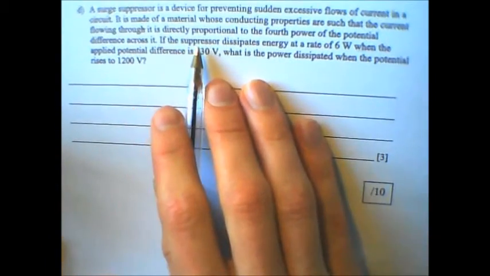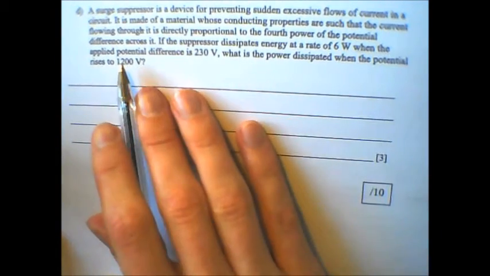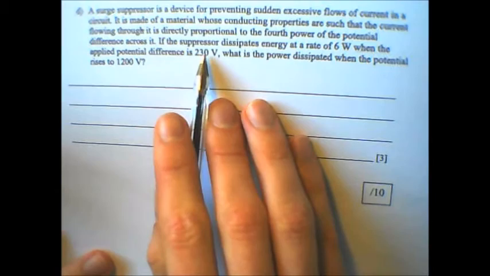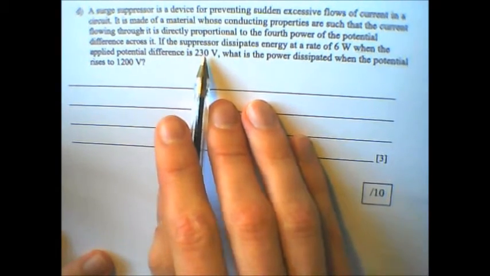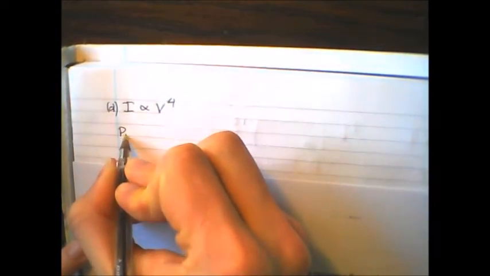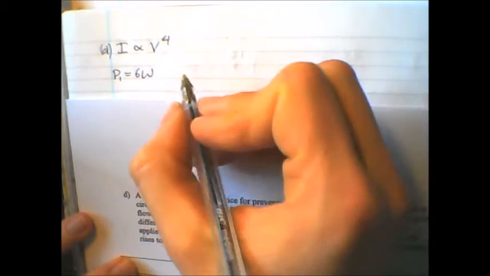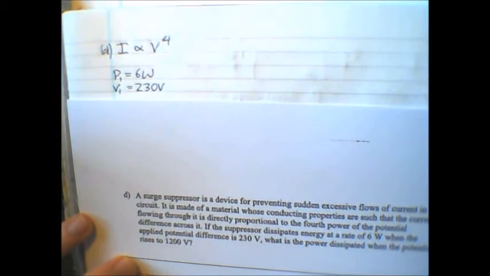If the suppressor dissipates energy at a rate of 6 watts when the applied potential difference is 230 volts, blah blah blah. So this is our case 1. Let's get that information down. So they're saying in case 1, or like, this is the first example, P is equal to 6 watts, and at that same time they've said that V is equal to 230. So I'm going to say V1 is equal to 230 volts.